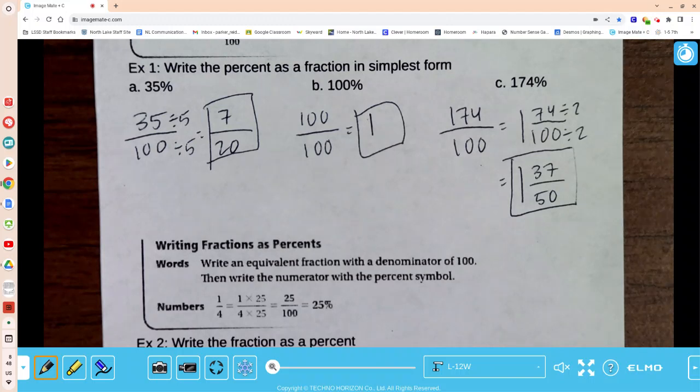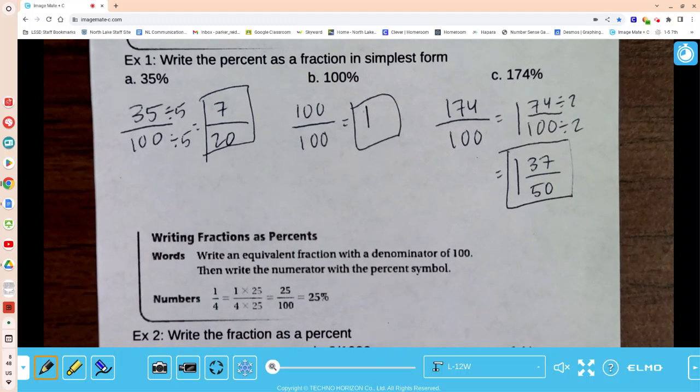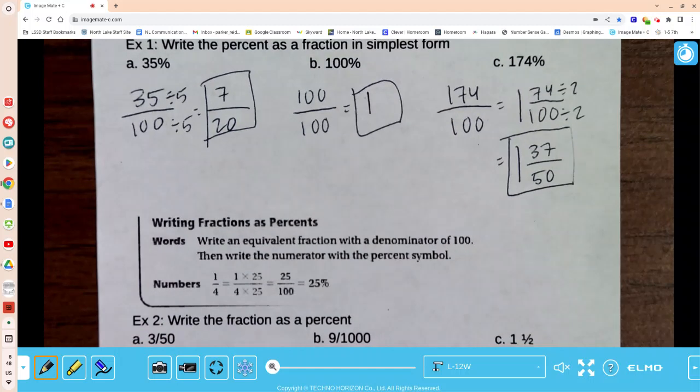Now in the second half, we're going to do the opposite thing. We are going to be given a fraction, and we are going to instead try and write it as a percent. So because a percent is out of 100, to turn a fraction into a percent, I want to turn it into a fraction where the denominator is 100. So I'm going to either multiply or divide my denominator by something to make it turn into 100. Whatever I do to the denominator, I must do to the numerator.